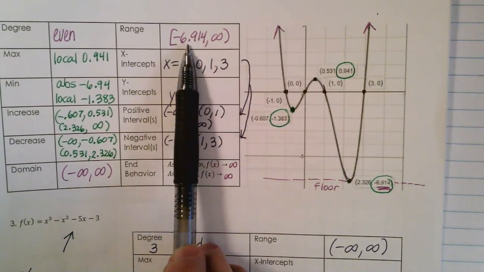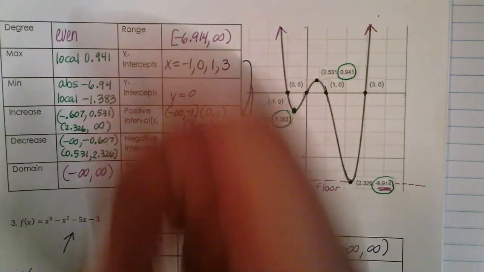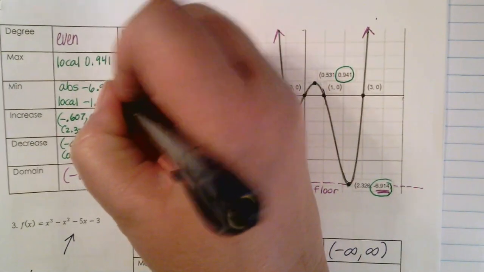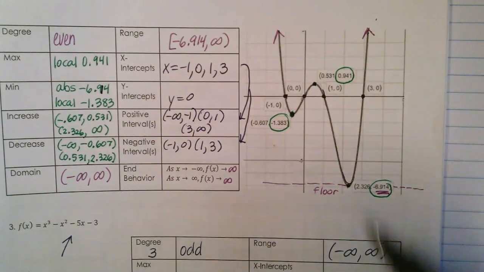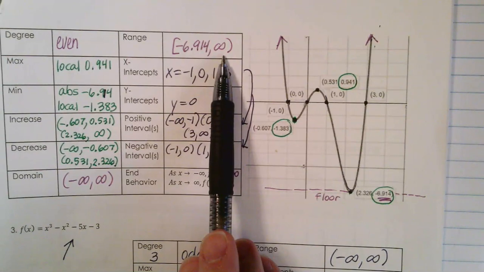The lowest y value is this one right here at the bottom, my absolute minimum, negative 6.914. I think that needs a 914 right here. And on the top, I've got arrows. There is no limit on the top.